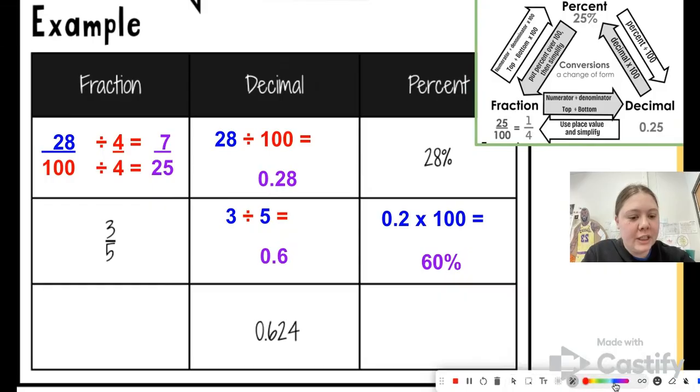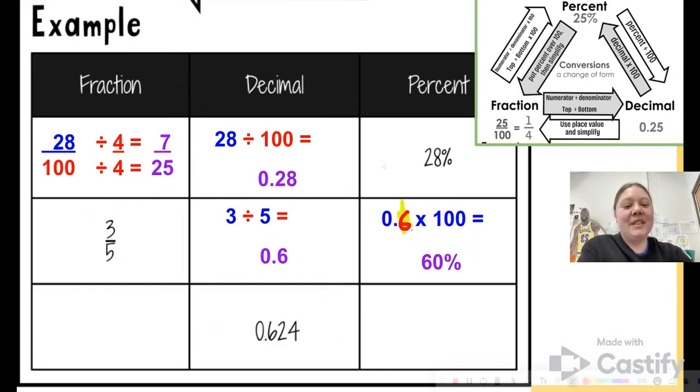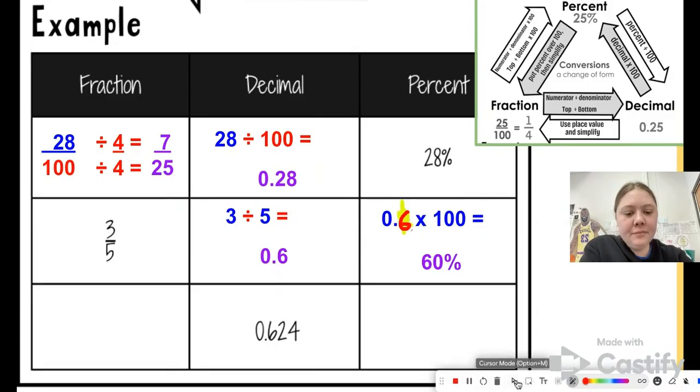Uh-oh, I got to change that one. This should say 0.6, not 0.2. That was a typo. Oh, that looks bad. I'm going to cover it up with yellow. There we go. And then that should be 0.6. I had a typo, right? Everybody makes mistakes. So 60% right there. I'm using this decimal right here, 0.6, and multiplying by 100 to get my 60%.